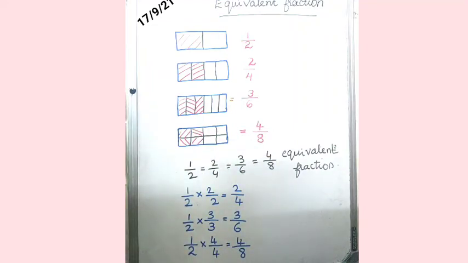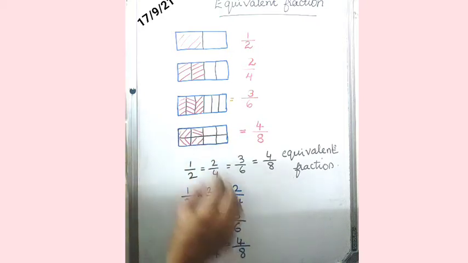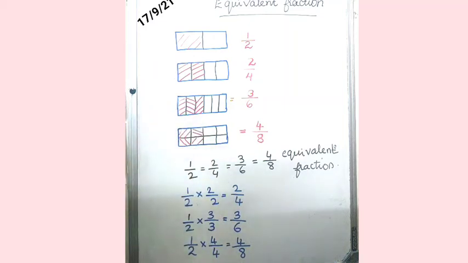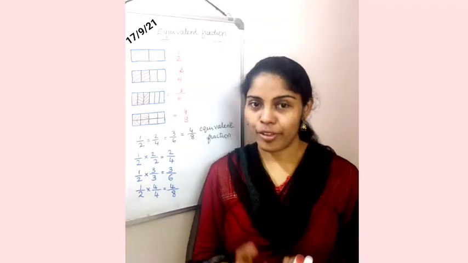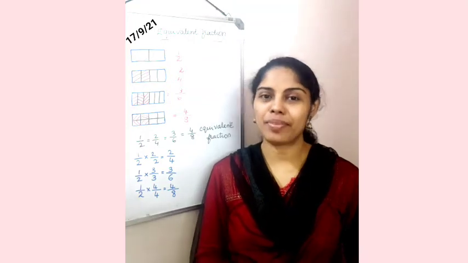How will you get an equivalent fraction? The only thing is that you have to multiply the numerator and denominator with the same number. Thus you will get the equivalent fraction. I hope all of you understood what an equivalent fraction is. Now let's look at some more examples.